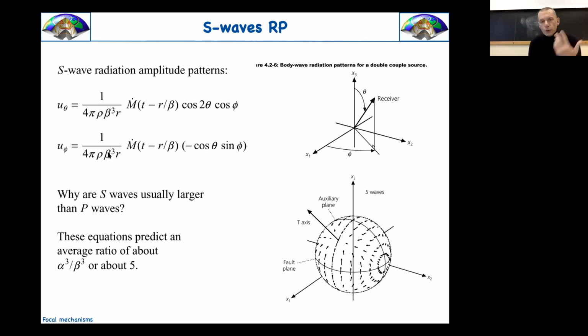And you do remember that beta is the square root of mu over rho, alpha is the square root of lambda plus 2 mu over rho, so beta is less. That's why they are called S, secondary waves. And so, on average, S waves are larger than P waves. Good. This is again a sort of a recap. We're just looking at the same thing with a sort of geometrical vision.